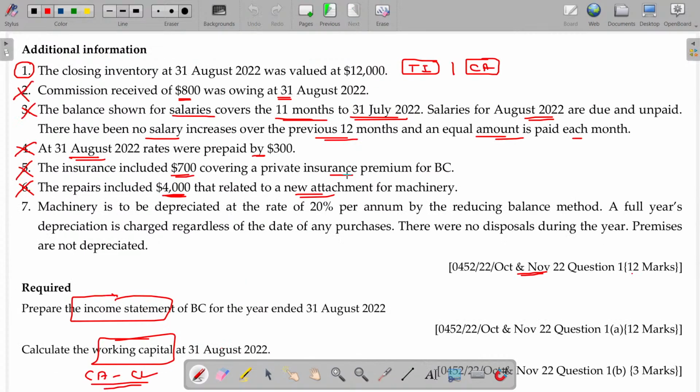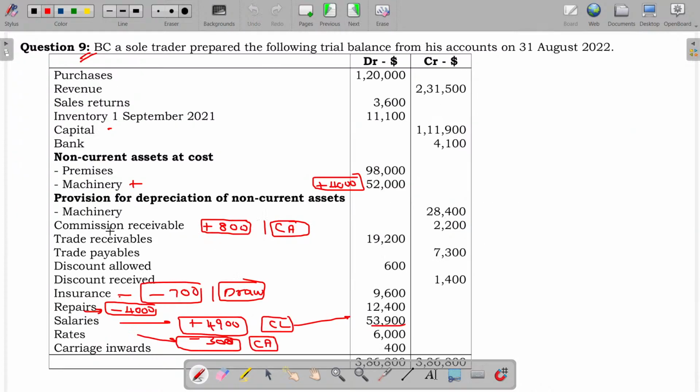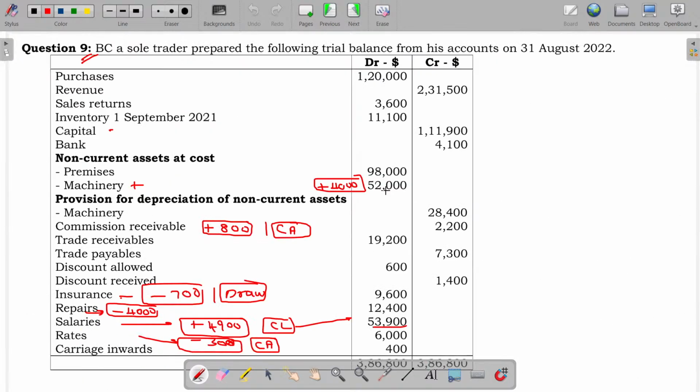Now, machinery is to be depreciated at the rate of 20% per annum by the reducing balance method. A full year's depreciation is charged regardless of the date of any purchase. There will be no disposal during the year. Premises are not depreciated. Only machinery is going to be depreciated. That too, the depreciation applicable is 20% under RBM, reducing balance method.